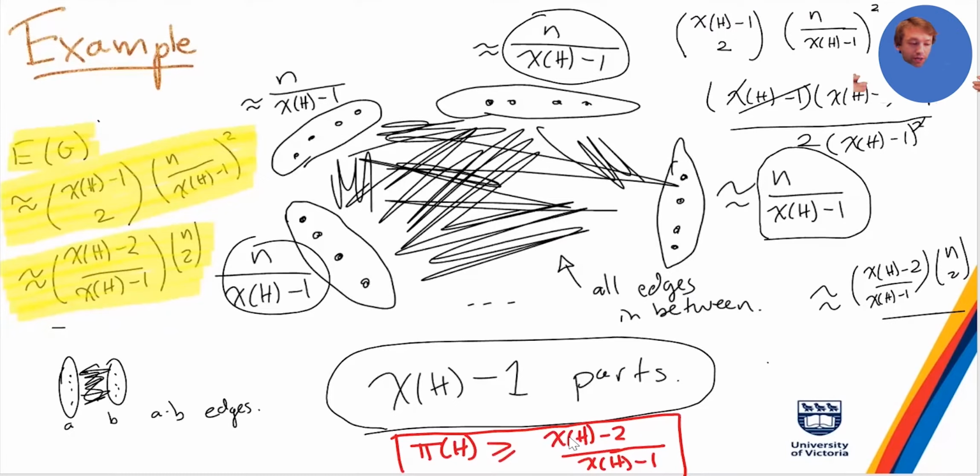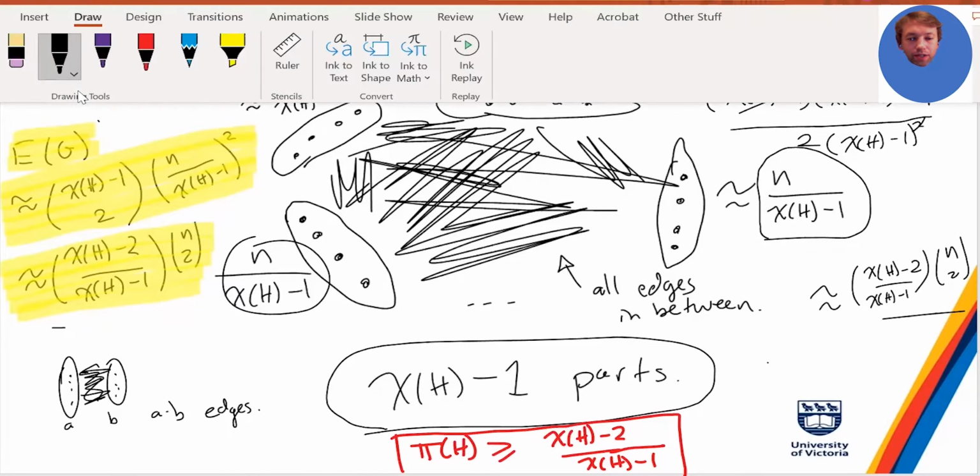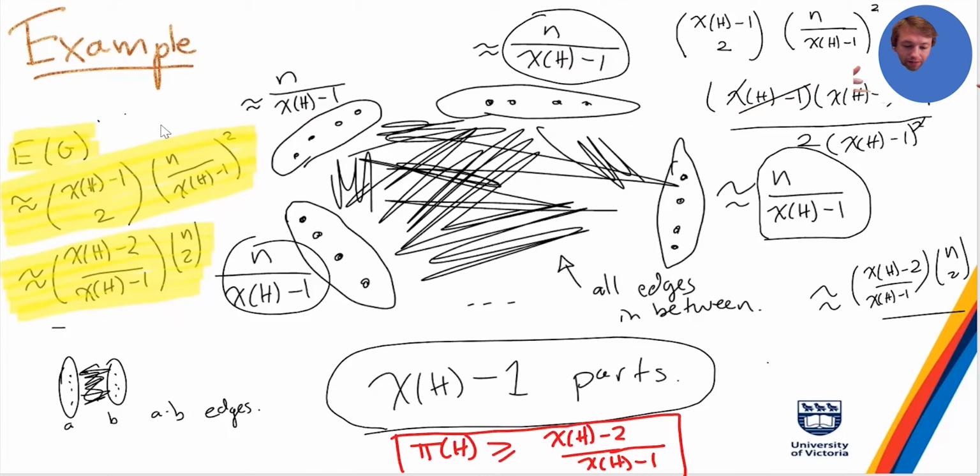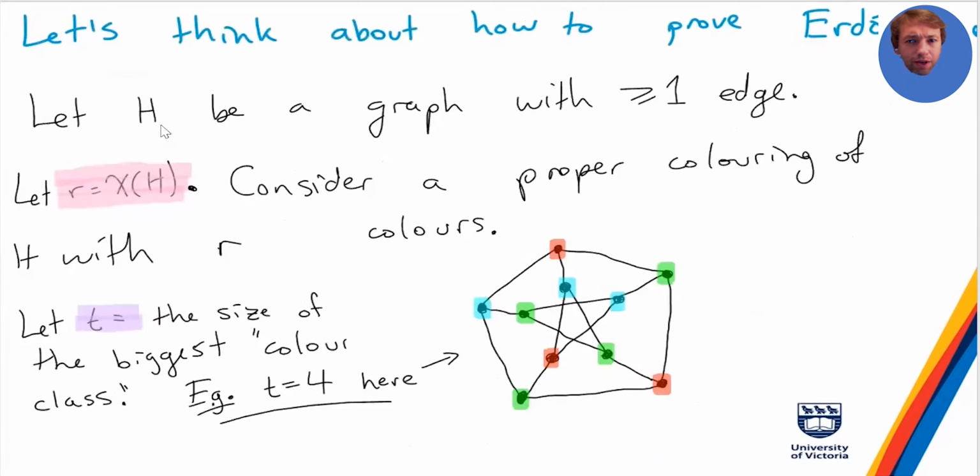So we want to show that if I take a large graph with more than, or significantly more than, chi of h minus 2 over chi of h minus 1 times n choose 2 edges, then I can find a copy of h, basically. So we're taking a graph which is kind of dense, it has a lot of edges, and we're trying to find a copy of h. How am I going to find a copy of h?